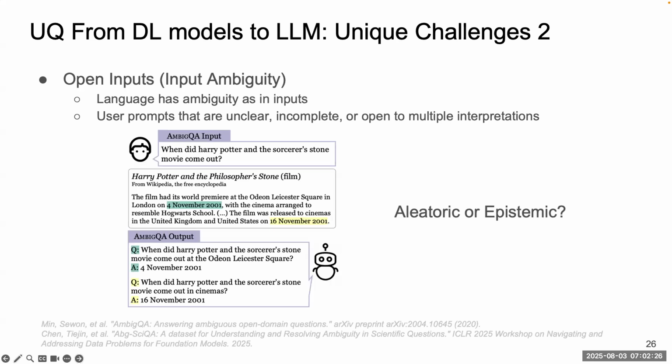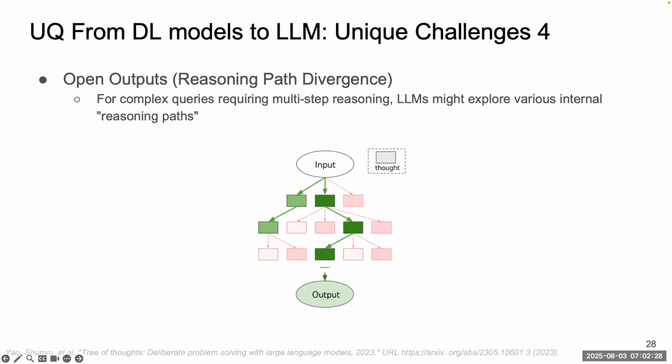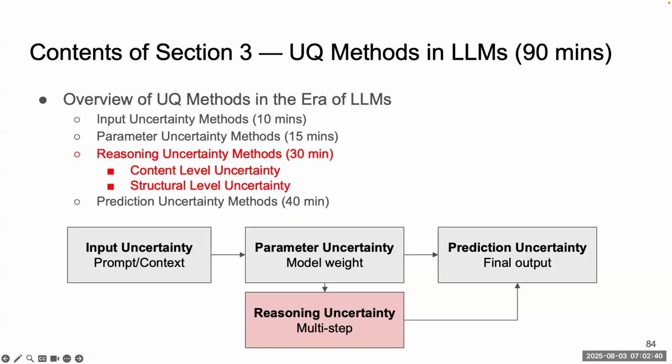It's input uncertainty. And then in this session, we will talk about reasoning uncertainty, which is something I'm really excited about. Reasoning uncertainty is more concerned with the reasoning steps towards one final answer. And after that, we'll talk about other general techniques in prediction uncertainty.